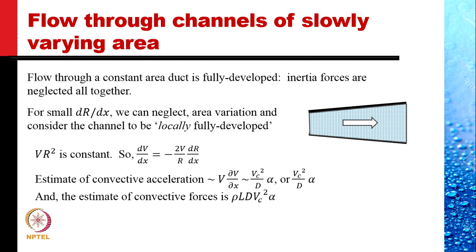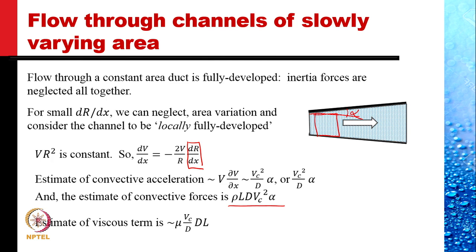The estimate of convective acceleration would be like V dV by dx. And so this would be Vc square by d into alpha. Dr by dx is replaced by alpha, the angle of the slope of the wall. And the estimate of the convective force is obtained by multiplying it by the mass, which is rho L d square. And so we get the estimate of convective force as rho L d Vc square times alpha. Notice that here we consider the mass as rho times the volume, and the volume is written as d square times L.